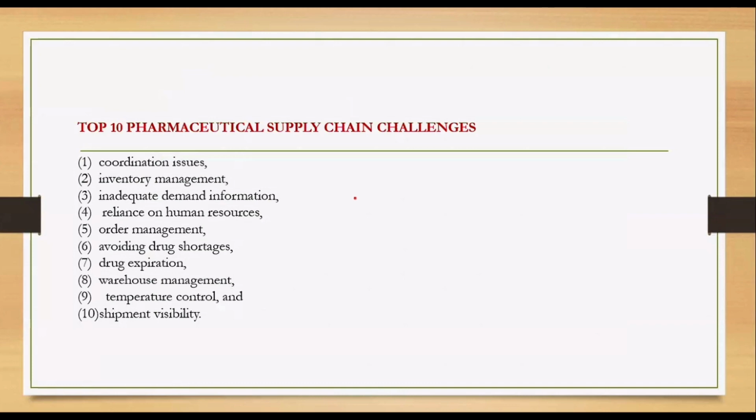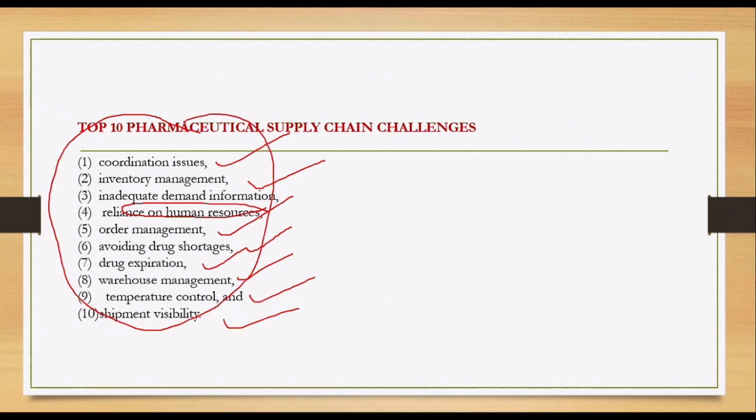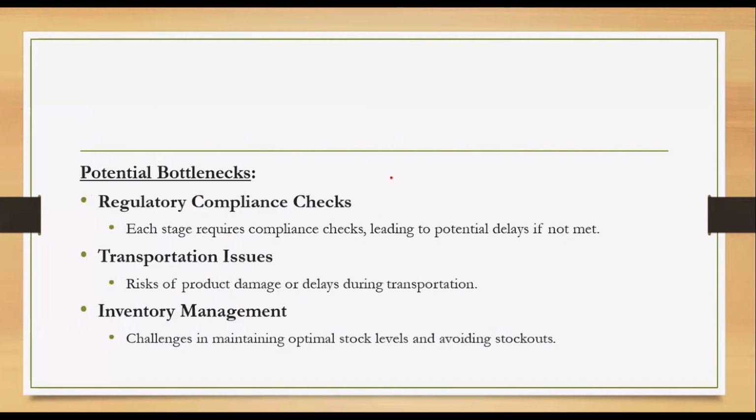Here, subsequently, there are coordination issues and inventory management and demand information issues, and there is a reliance on human resources. Order management is also one of the challenges. Avoiding drug shortage, drug expiration, warehouse management, temperature control, shipment visibility. All these things are the current supply chain challenges.